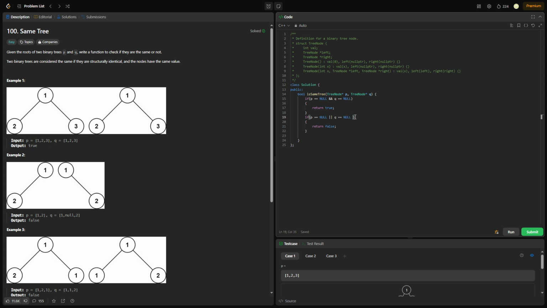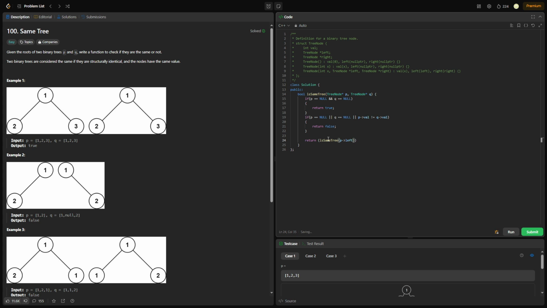Additionally though, another thing that might make this false is, of course, if the values are different. So if P and Q do exist, but their values are not the same, that's also another case where we return false, because remember, they have to be structurally identical, but the nodes also have to have the same value. So there are really two conditions to check if these trees are considered the same or not, okay? And of course, as we do this, we're going to go along the tree. We're just going to recursively call this function on itself.